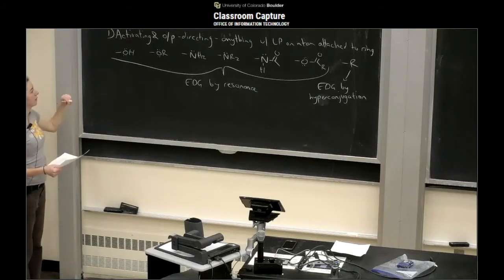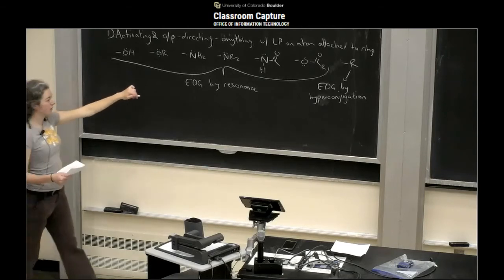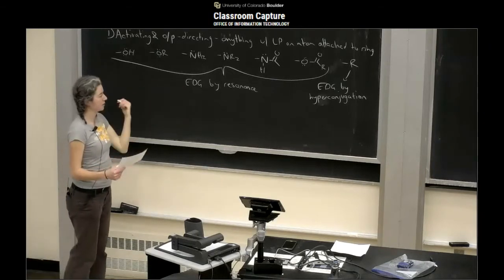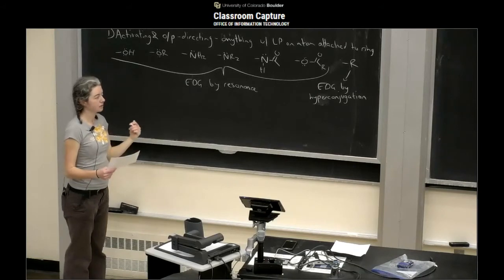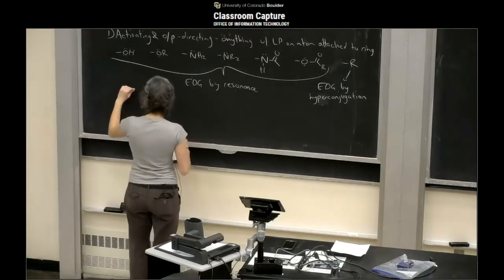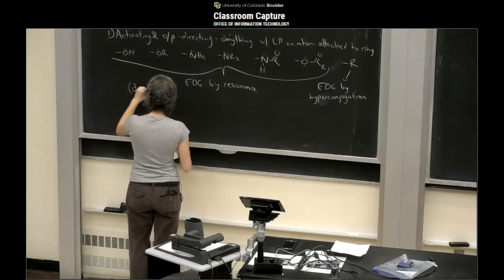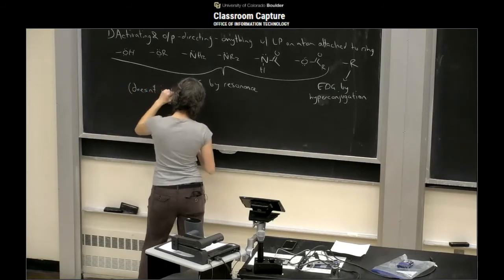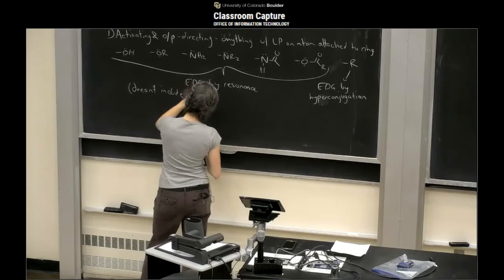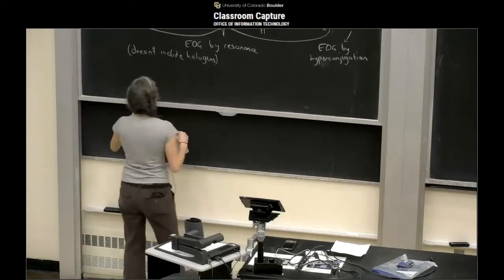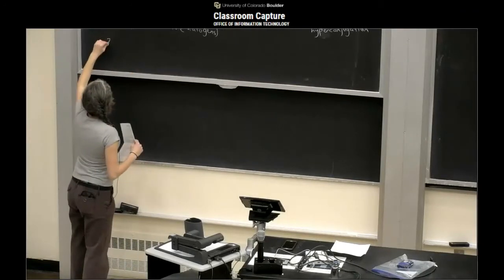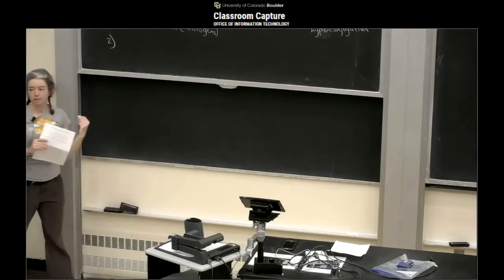Okay, so I think that's where we got up through last time. And then one thing that I think I pointed out last time is that this doesn't actually include halogens. Those actually turn out to be in their own separate category. So we'll get to those in a second here. Okay, so any questions about that before we go to group two?